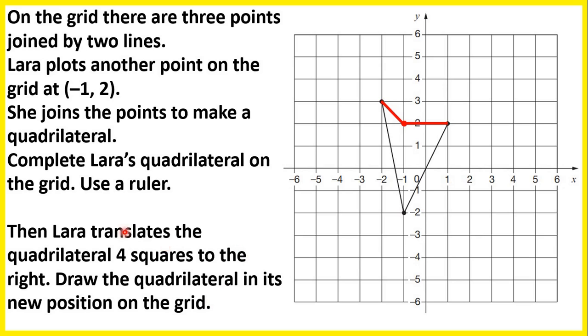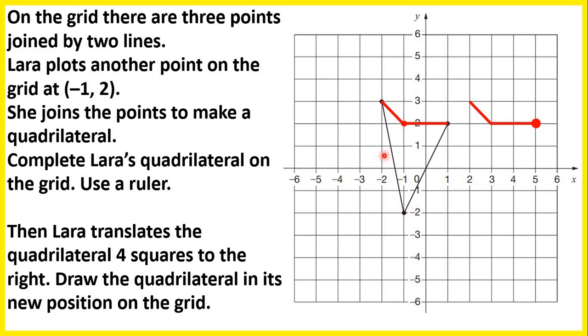So translates just means moved, so we need to move this quadrilateral 4 squares to the right. So if we take this point here, we can move that 1, 2, 3, 4 squares to the right, and then we can see that we have a line of 2 squares. Then to get to this point, we go up and across by 1.